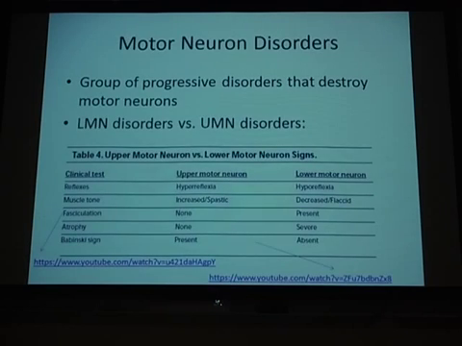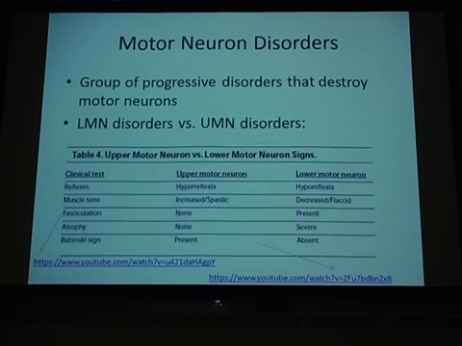Start with what motor neuron disorders are. As the name sounds, they are progressive neurological disorders that specifically target motor neurons. Some diseases target only upper motor neurons, some target only lower motor neurons, and some target both. The clinical picture is going to look different depending on which type of motor neuron is affected. If you are doing a clinical evaluation, you will look at things like reflexes, muscle tone, and atrophy to help you determine what is going on.